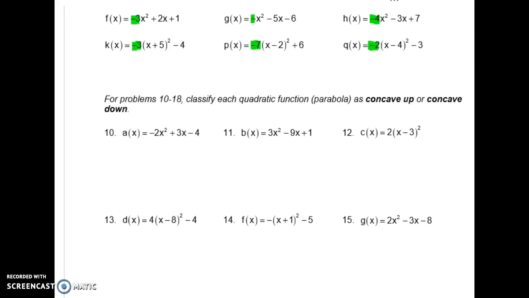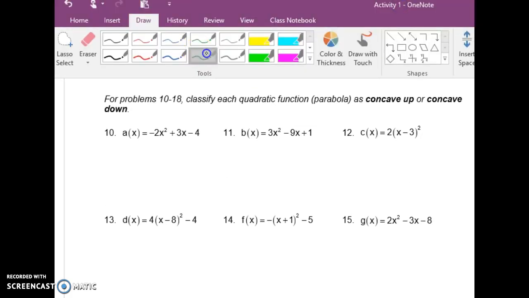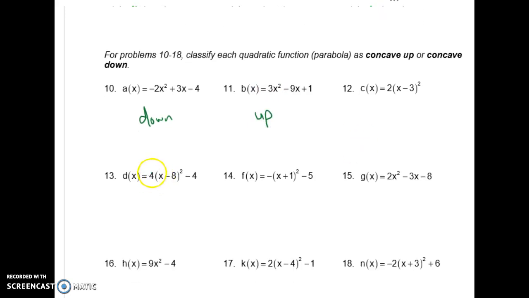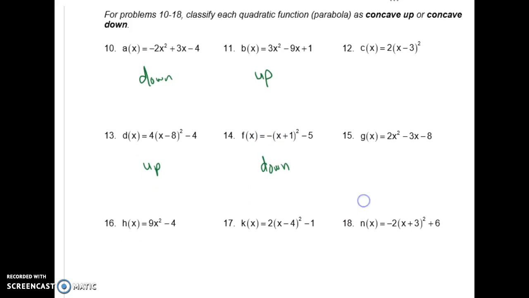So again, I'm just going to write up or down for these. We want to classify each quadratic function as concave up or concave down. So again, I'm looking at the number in front of x squared. That's a negative, so that's a down graph. The number in front of x squared is positive, so that's an up graph. Let's just jump down to this one here. That's a positive in front. That's an up graph. Negative 1 in front. That's a down graph. And one more. How about this one here. There's a 2 in front. So that's an up graph. That number in front of the parentheses will tell you if it's concave up or concave down.